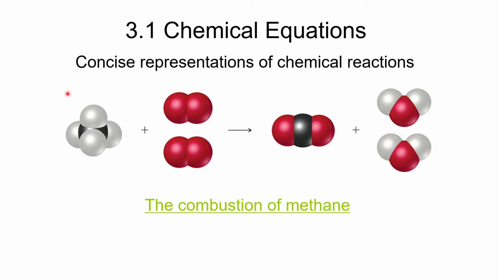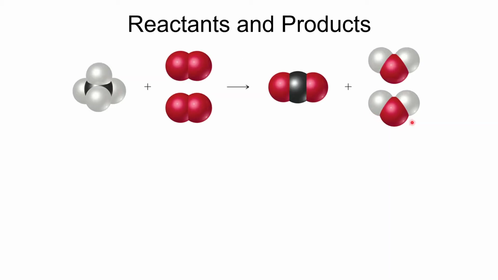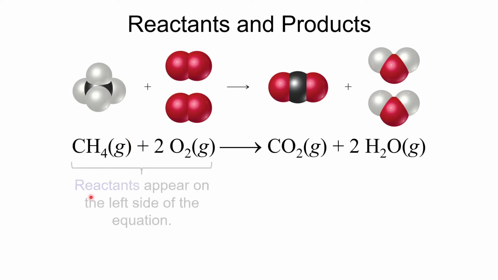Well, we want to represent this in a very concise manner. And rather than draw out the molecules every time we do this, because that is just not very efficient, we like to use chemical formulas and put them together in chemical equations. So the way that chemical equations work is that we will put reactants over on the left side of the equation. And so these are the chemicals that we started with: methane and oxygen in the air.